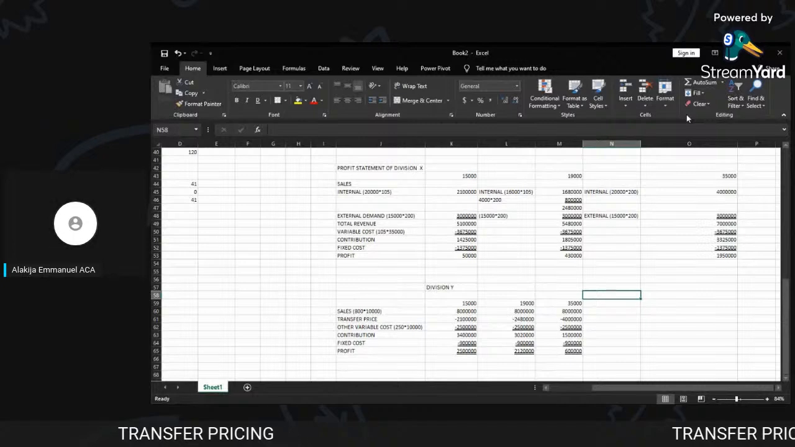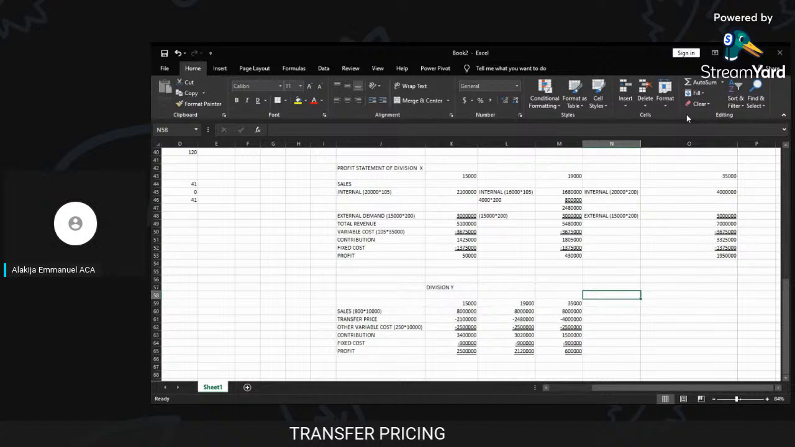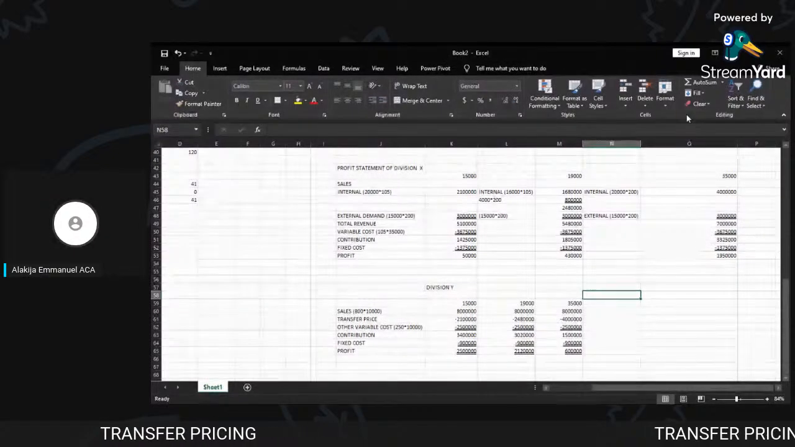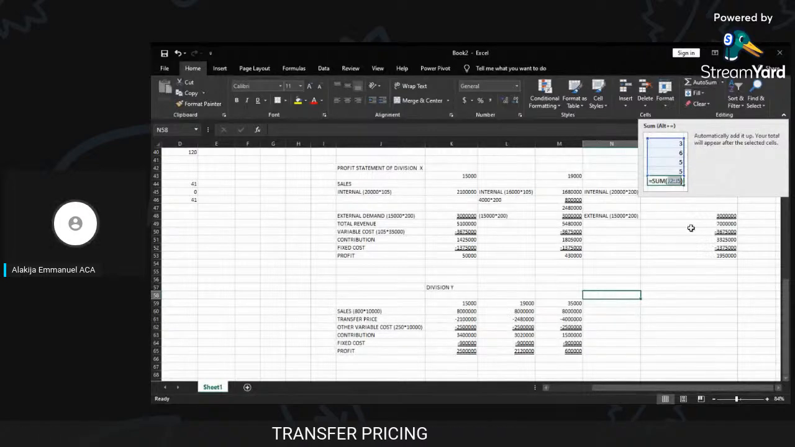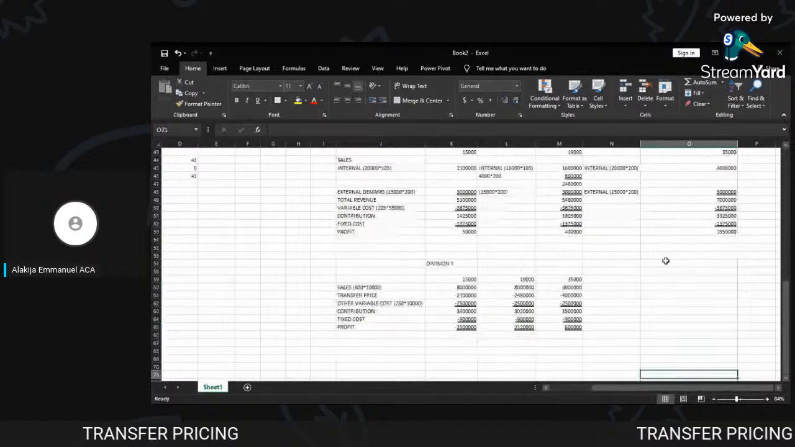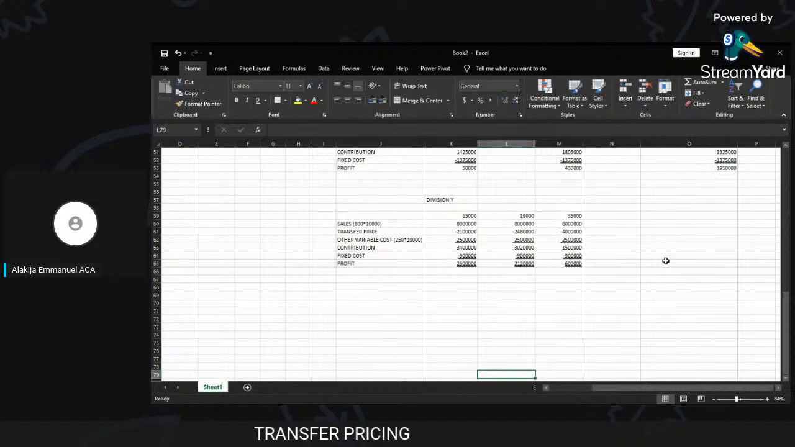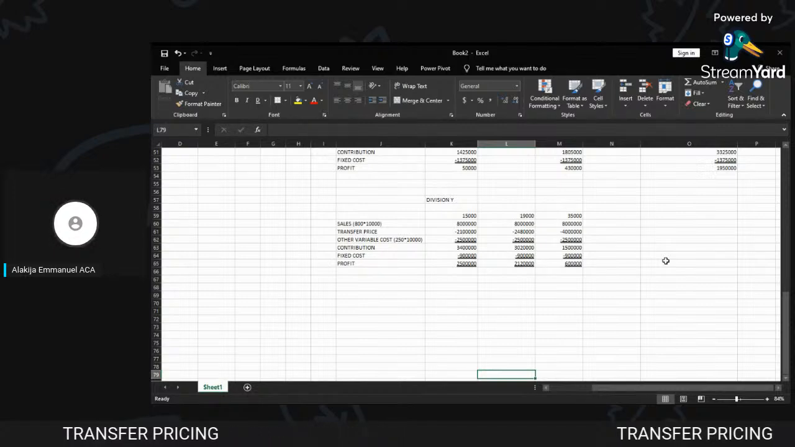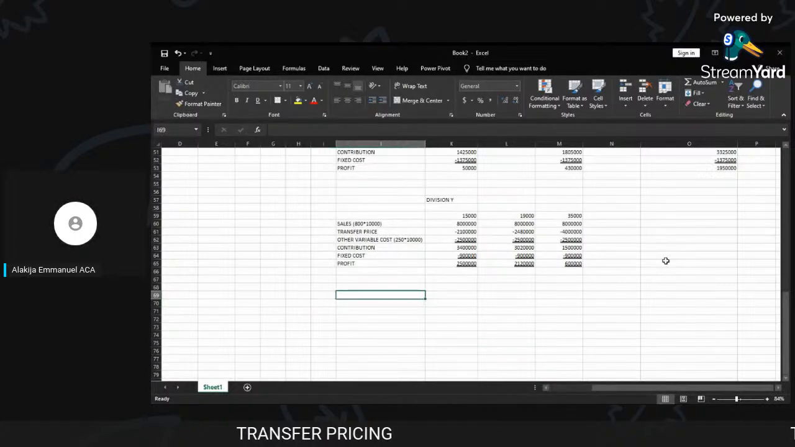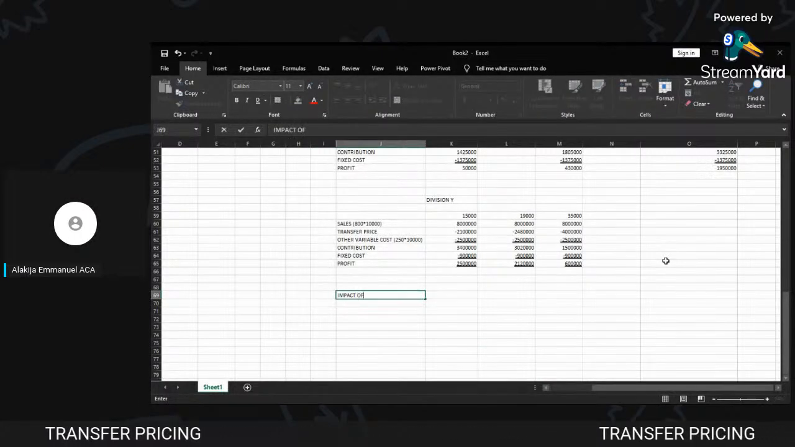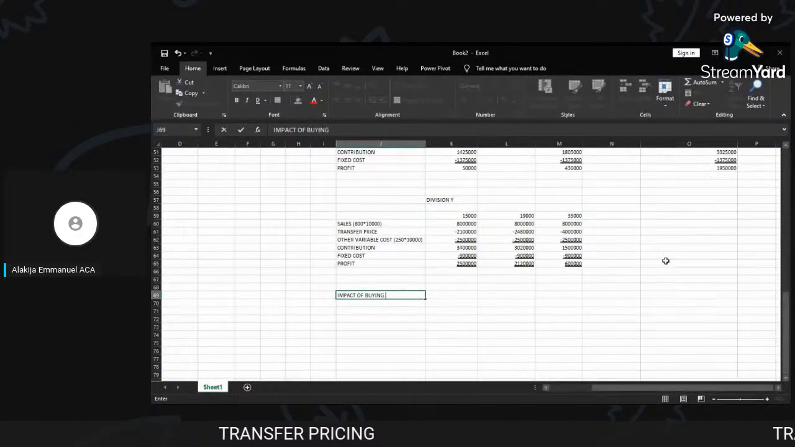So what they want us to do here is completely ignore the transfer price and see how it's going to affect division Y if it goes all out to buy from an external supplier who is ready to sell at 170 naira each. You don't need to go through the stress of calculating everything again. Just look at the impact of buying from external.